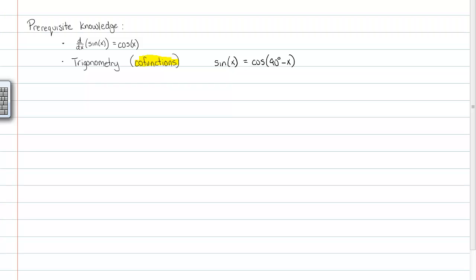Sine and cosine are cofunctions. By the way, it is also true that the cosine of an angle is the sine of the complement. Again, because they're cofunctions. And you could say the same thing about the secant and the cosecant, and the tangent and the cotangent. So we're going to use this, and again, all I assume here is that you've seen and know that the derivative of the sine is equal to the cosine.